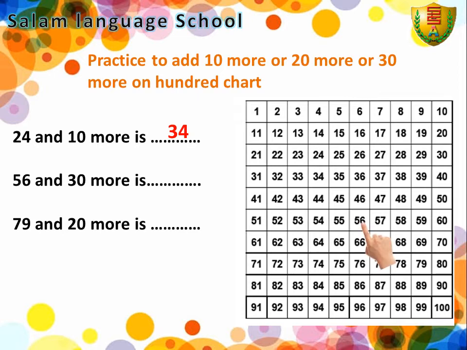56 and 30 more. Point to 56 and move downward 3 rows as we have 3 tens. Then we landed on 86. 79 and 20 more. We start at 79. Then we move downward 2 rows. We reached 99.